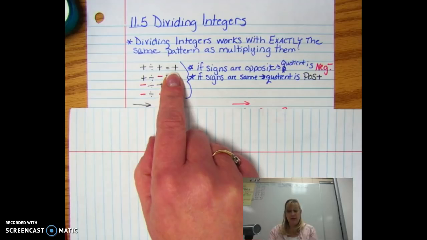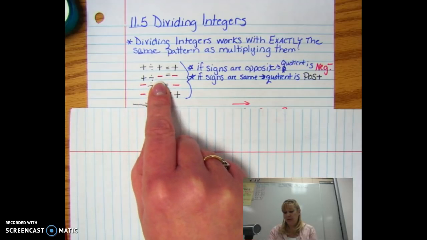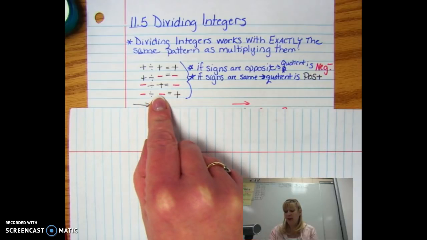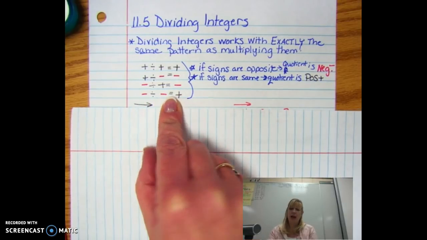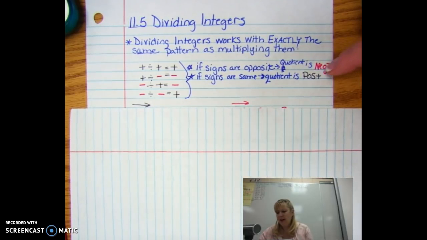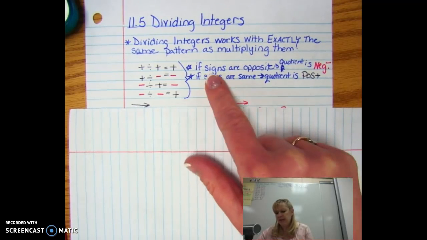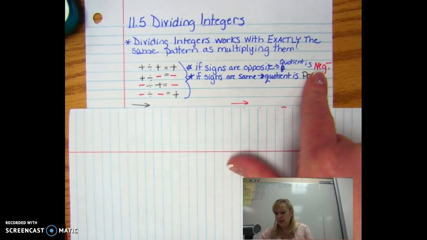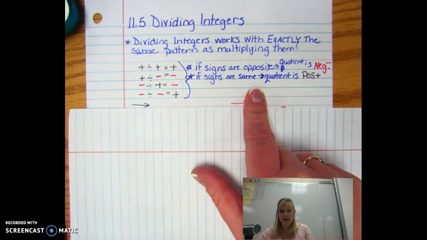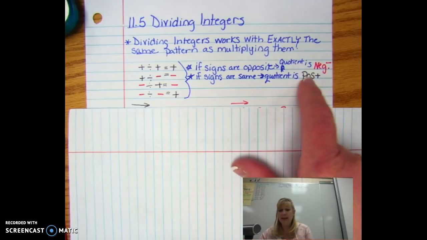Positive divided by positive is positive. Positive divided by negative is negative. Negative divided by positive is negative. And negative divided by negative is positive. I could really stop the lesson right there and y'all could figure it out. We're going to work with it. And I want to remind you, if signs are opposite, the quotient is negative. If the signs are the same, either both positive or both negative, it's going to be a positive.